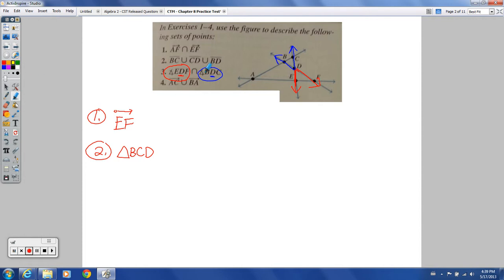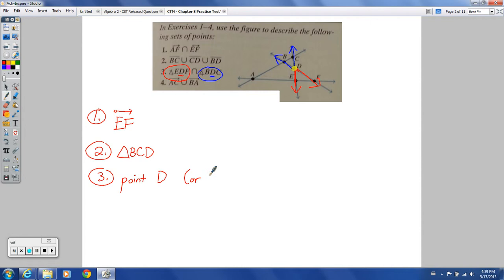And so this is intersection, so what do they have in common? Where are they meeting up? And what's both blue and red? In other words, only that particular point, point D, is both blue and red. So you would say point D.